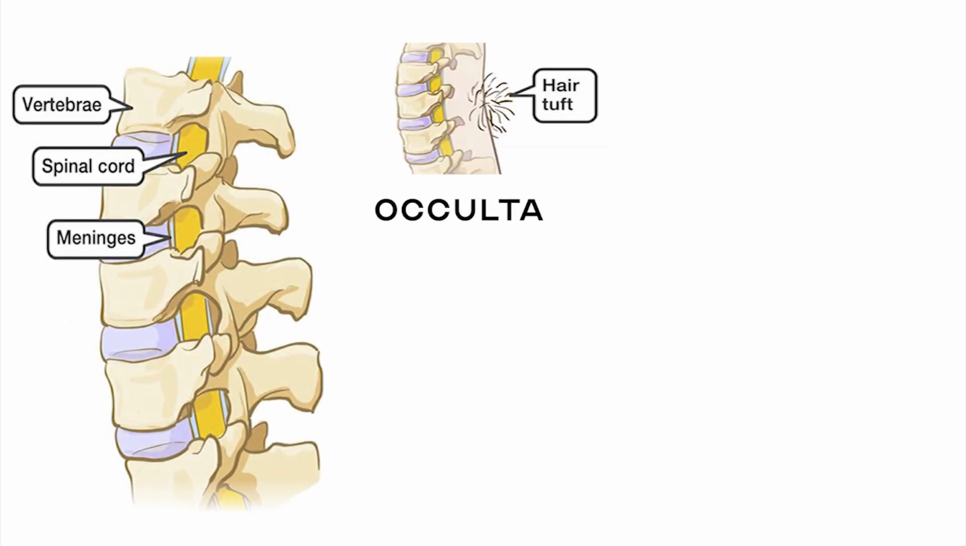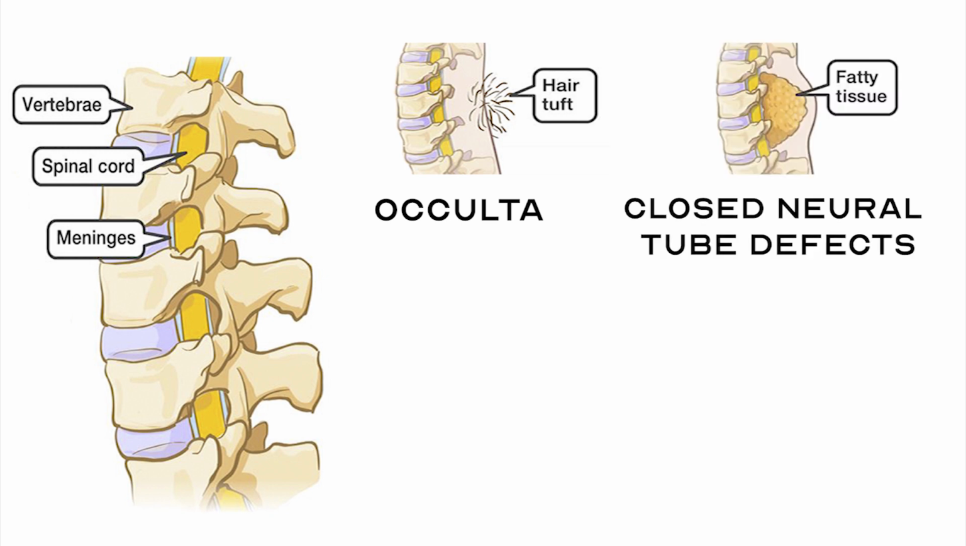Occulta, which is the mildest and most common form, in which one or more vertebrae are malformed and covered by a layer of skin. Closed neural tube defects, where the form consists of a diverse group of defects in which the spinal cord is marked by malformations of fat, bone, or meninges.